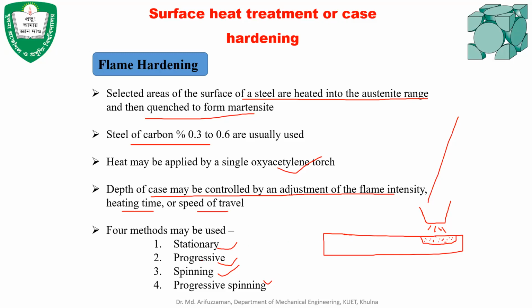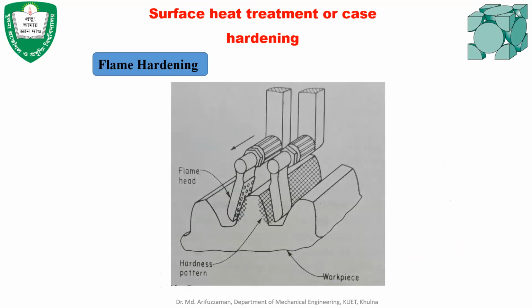That is the stationary method. In the progressive method, once one area is done, you progress to another surface. In the spinning method, you heat it up by spinning the torches. And in progressive spinning, you spin the torch in a spiral-like movement, and you also move forward. These are the various working methods for flame hardening.